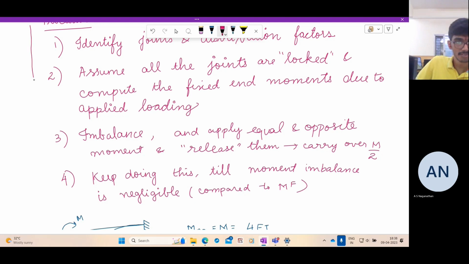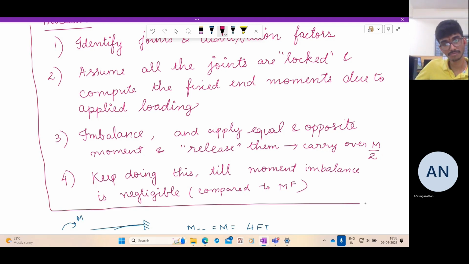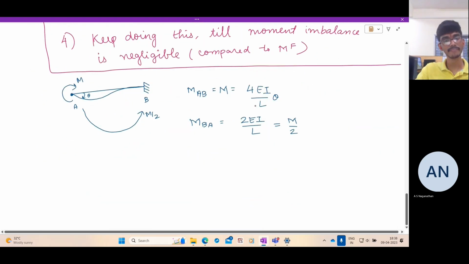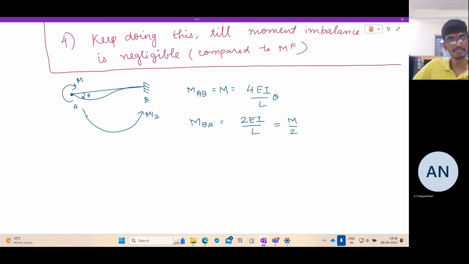So these are the steps to solve this problem. Now, just a few terminologies. If you have a fixed far end, the moment that gets transmitted to the far end when you apply a moment M is M by 2. So this factor 1 by 2 is called the carryover factor.